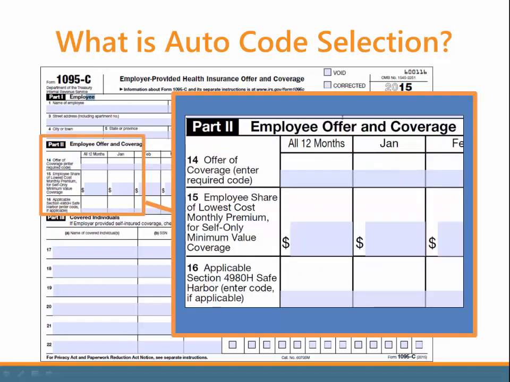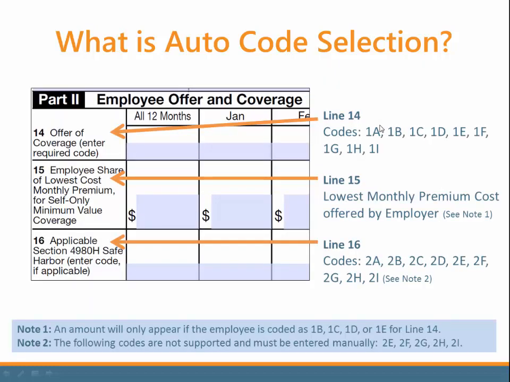Before we discuss the steps involved in auto code selection, let's do a quick review of this part of the form. Please note that more detailed information can be found on the irs.gov website. Starting with line 14, this is the offer of coverage. The valid codes are 1A through 1I. Next is line 15, the employee share of the lowest cost of the monthly premium for self-only minimum value coverage.